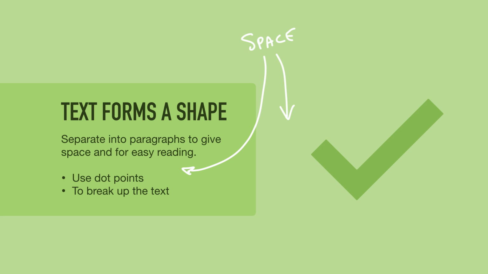Also note that text will form a shape, so it's important to consider the negative space by breaking text up, and this can be done, for example, with paragraphs and dot points. Creating a template is a great way to lock in your look. This will ensure that not only your colors and fonts are consistent, but the placement of visual elements will be too. And as an added bonus, locking your look will limit your choices, which will save you on development time.